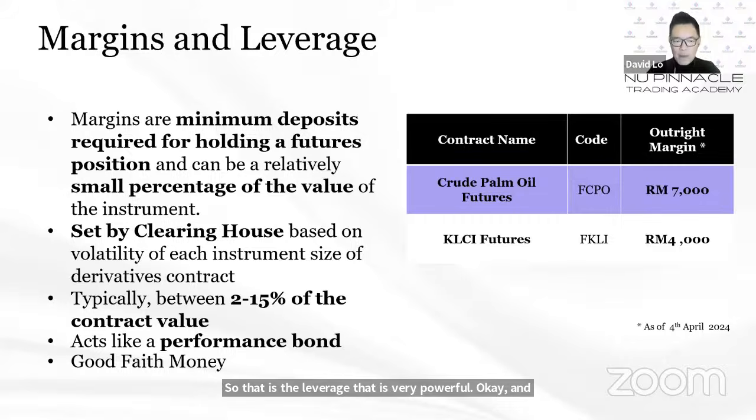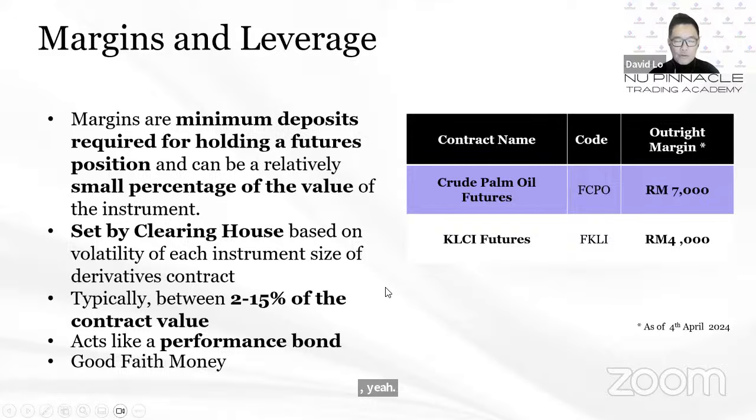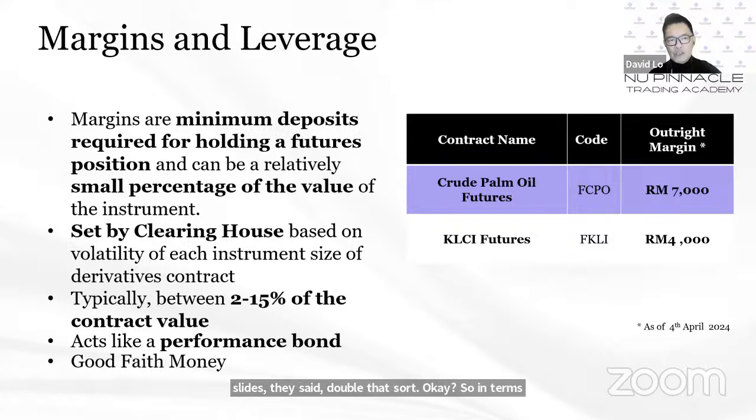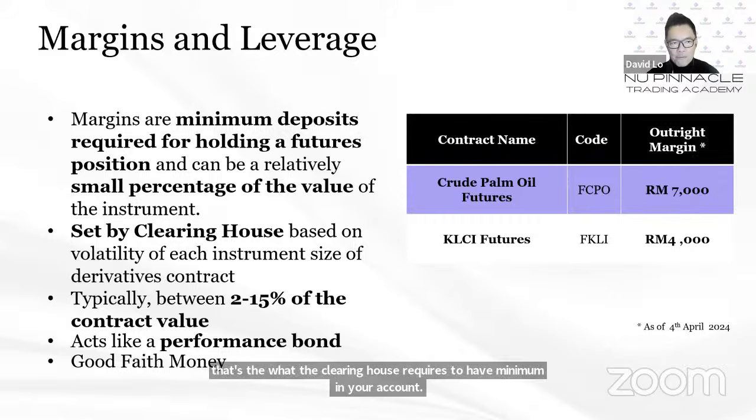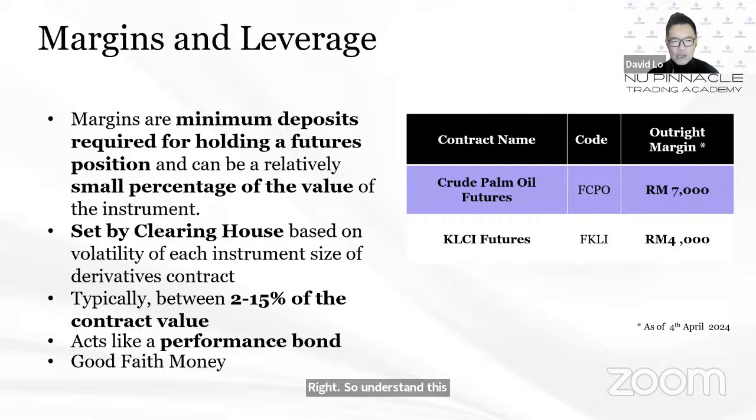But remember, as we said in the previous slides, it's a double-edged sword, okay? So in terms of margins, it's typically between 2 to 15% of the actual contract or notional value. Basically, when you put up your margins, it is not actually to buy the full value. It is like a good faith deposit, what we call good faith money, which acts like a performance bond. That's what the clearinghouse requires you to have as a minimum in your account. So understand this leverage, and leverage actually comes from the margin charge.